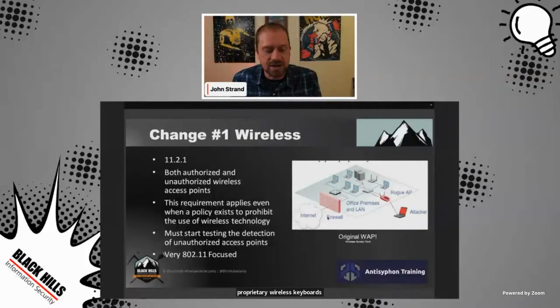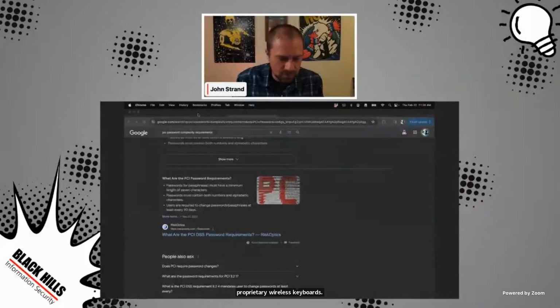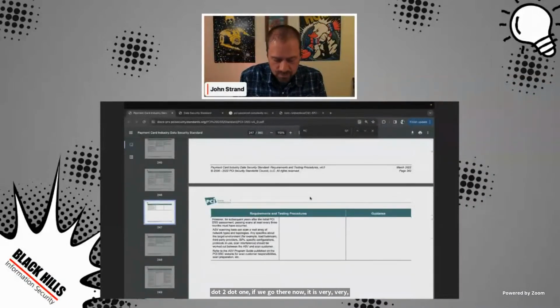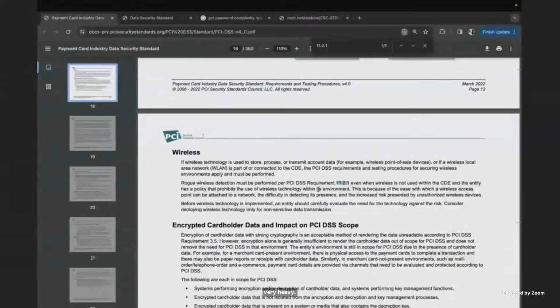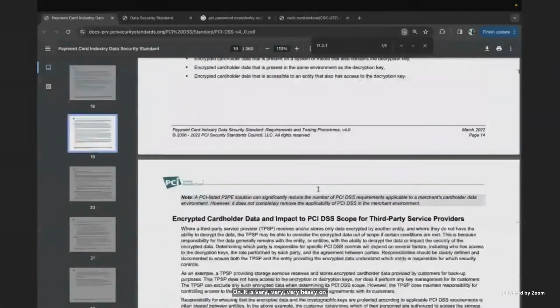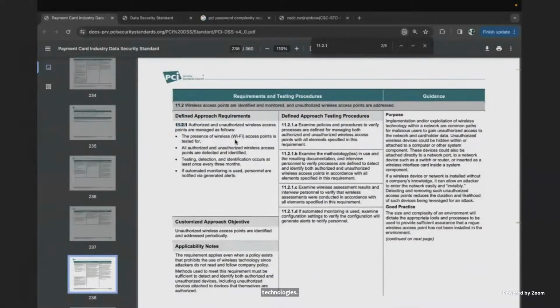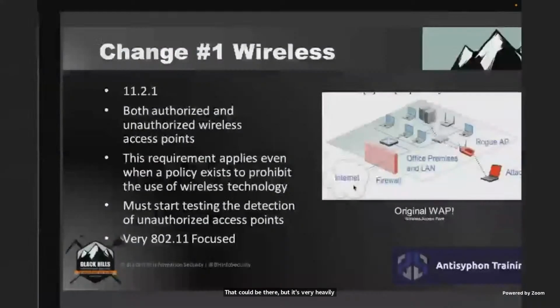Specifically, this particular standard, if you go to 11.2.1, is very, very heavy on 802.11 technologies. Very heavily and just steeped in wireless technologies. They are not talking about Zigbee. They do not talk about Bluetooth. They do not talk about other proprietary wireless protocols, but they should. That would be one of those things in a future iteration. Talk about other wireless protocols that could be there, but it's very heavily focused on 802.11.